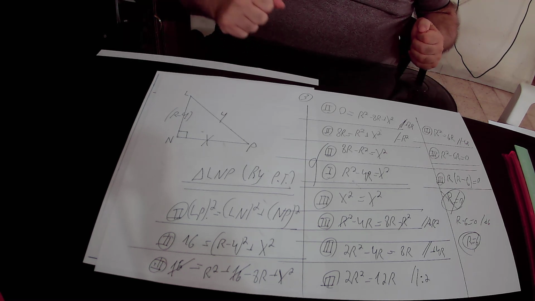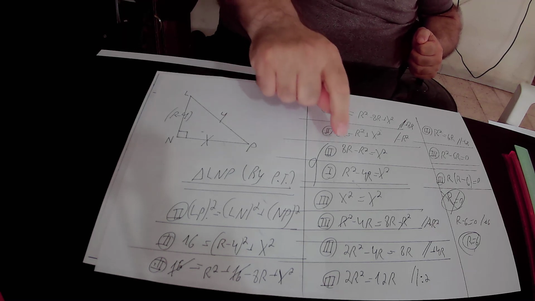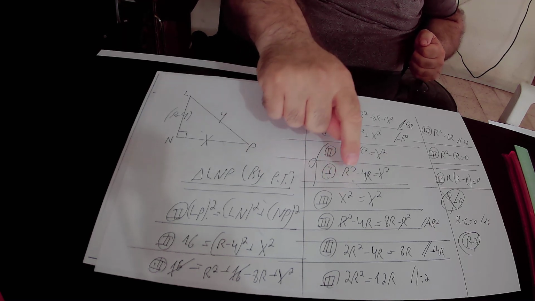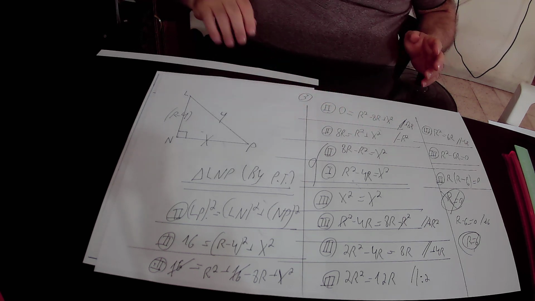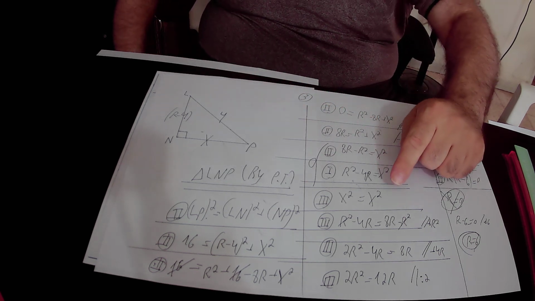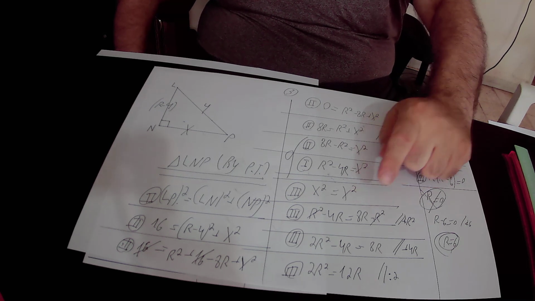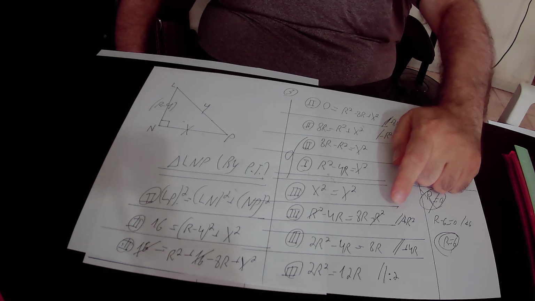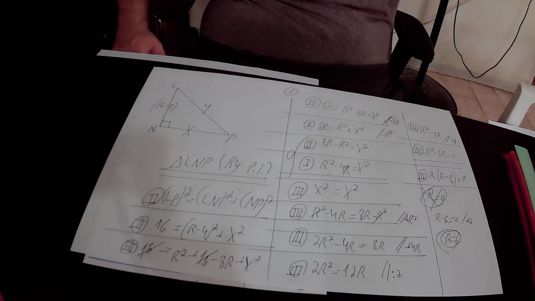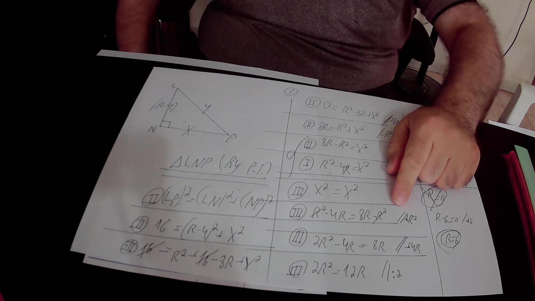Therefore, we created equation number 3, which states that x squared according to equation number 1 must equal x squared according to equation number 2. So x squared according to equation number 1 is r squared minus 4r, and it must be equal to x squared according to equation number 2, that is 8r minus r squared. So in conclusion, according to equation number 3, we found out that r squared minus 4r equals 8r minus r squared.